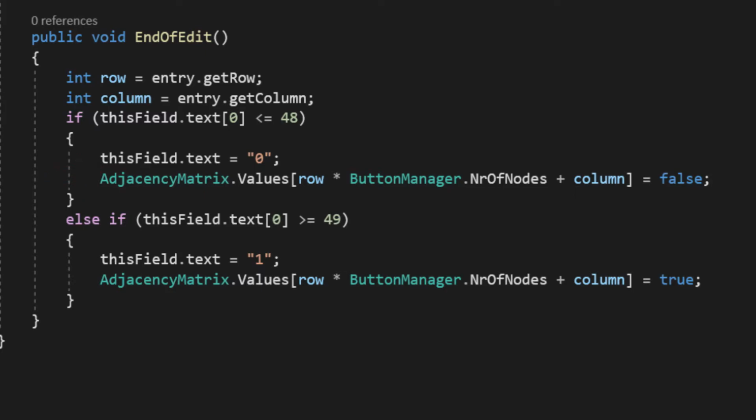In the ASCII codes, the digits have consecutive numbers assigned to them. For example, 1 is 49, 2 is 50, and so on to 9. Knowing this, whenever we see that the input ASCII code is bigger than 49 or 1, we set the text to 1 and the matrix at that entry to true, or 1.